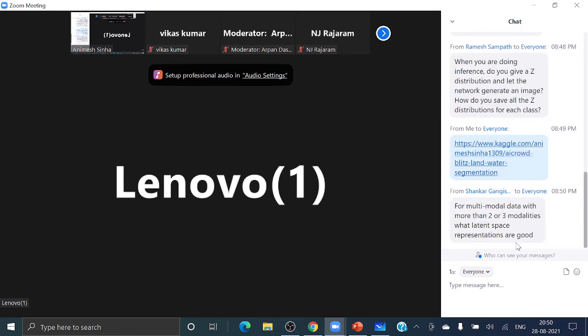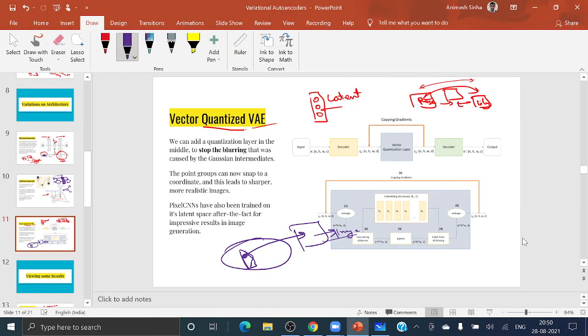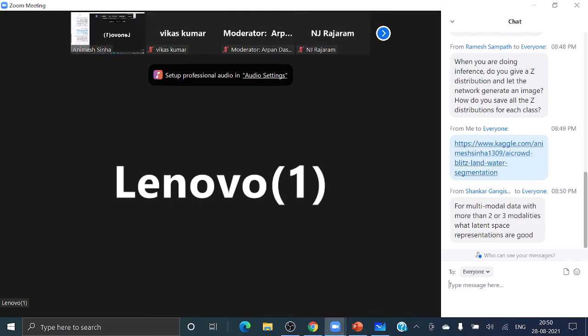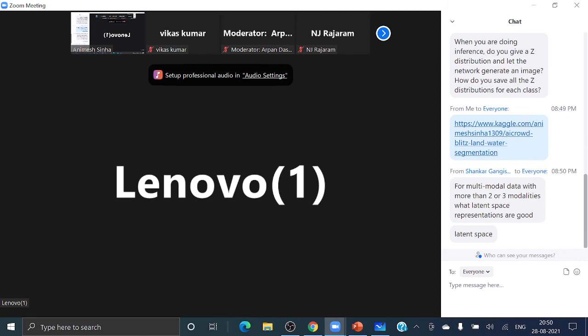For multimodal distributions, what latent space representations are good? We don't know, I guess. The representation is a neural network. Are you asking what architectures are good? As in latent space, you are going from a Gaussian to something else, so I don't think you change the Gaussian itself. The latent space representation stays.